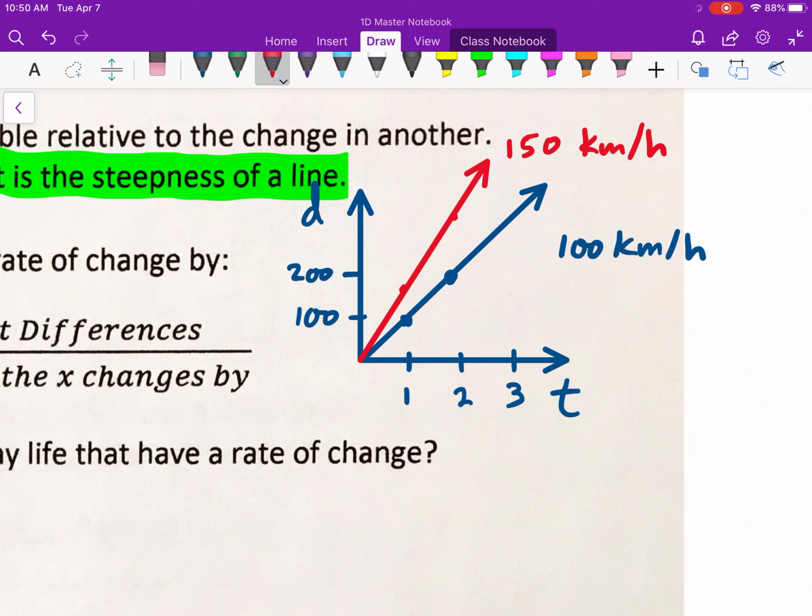So if I drive slower, maybe I'm only driving 50 kilometers per hour, well, then that could be represented. I won't bother doing points, but maybe 50 kilometers an hour would look something like this one, right?